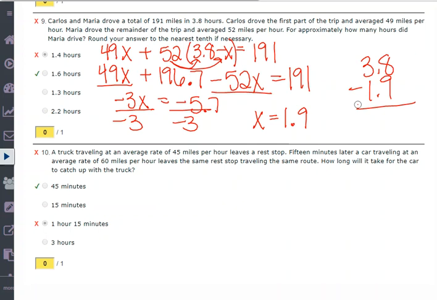I see my mistake. I wrote 196.7. This should have been 197.6. So now when I subtract 191 minus 197.6, I get negative 6.6. So this should be negative 6.6. Sorry about that.